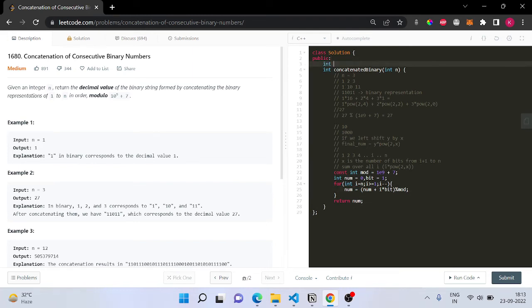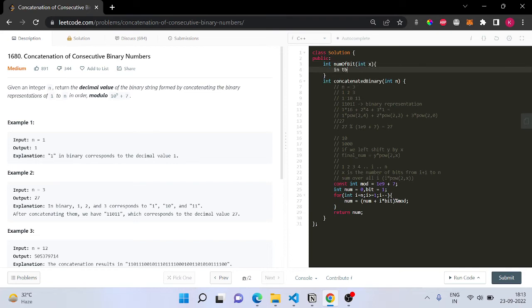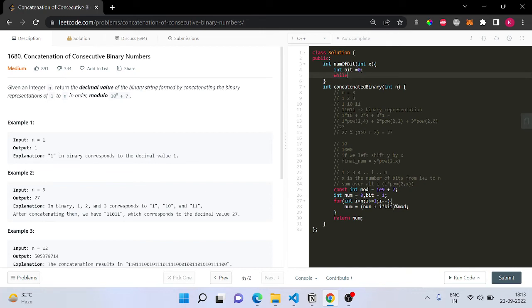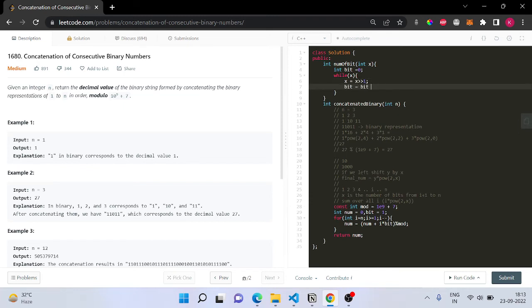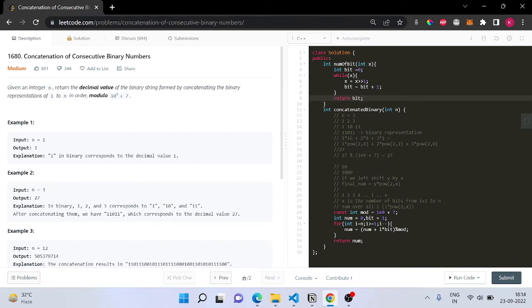So I need to find the number of bits in i. So let's make a function, number of bits in x basically. This is basically to calculate the number of bits. Right. And what we are doing is, from the number of bits in i, now we need to count the bits.